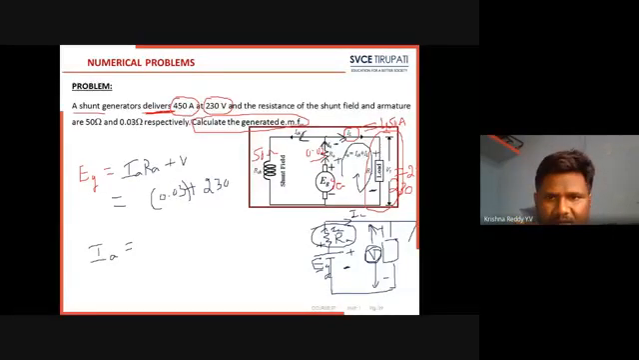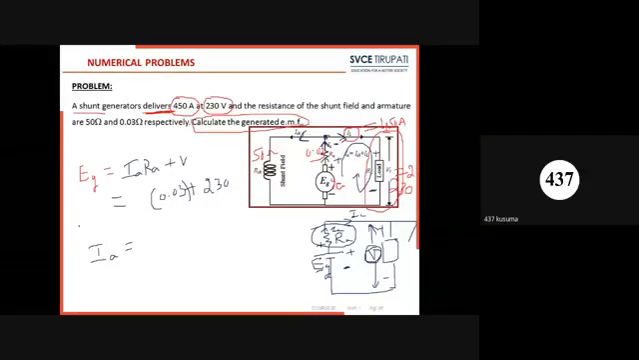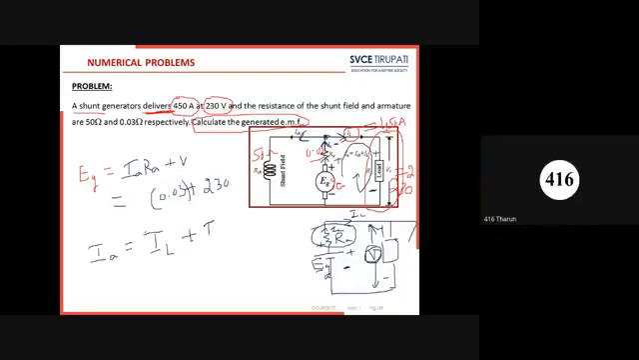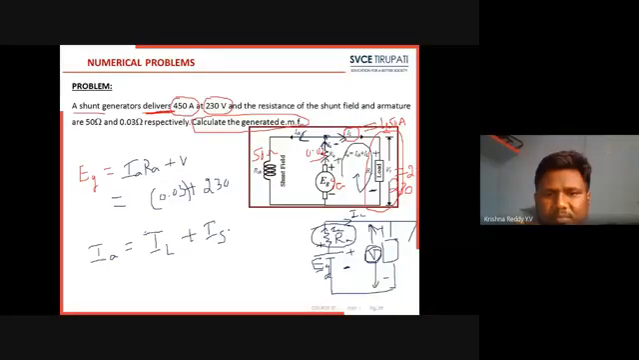Entering currents is equal to leaving currents. Where the entering current is IA, what are the leaving currents? IA is equal to IL, the load current, plus ISH, the shunt field current. The entering current is IA. These two are leaving currents.